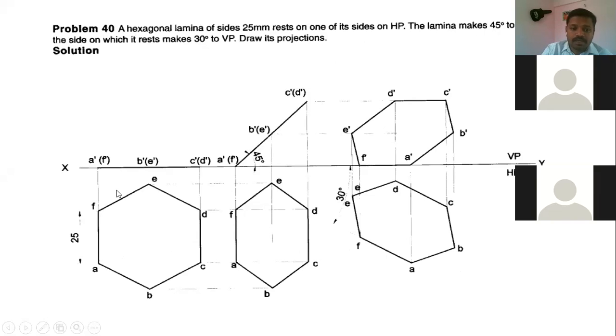So please remember, he has given the initial condition: a hexagonal lamina resting on the side or edge AF. The same AF will be making an angle of 30 degrees to VP. So we have to make sure that AF will come into the picture now.